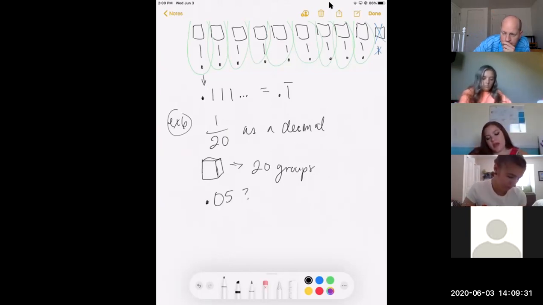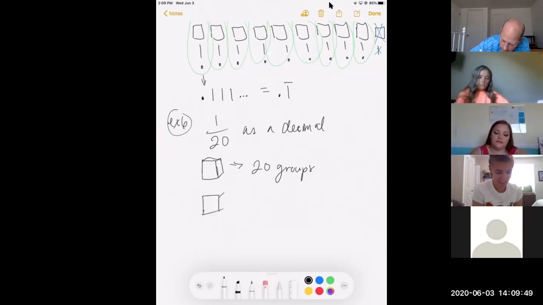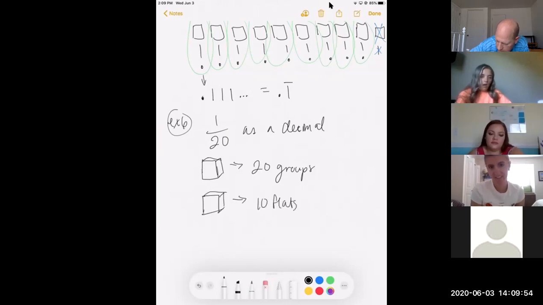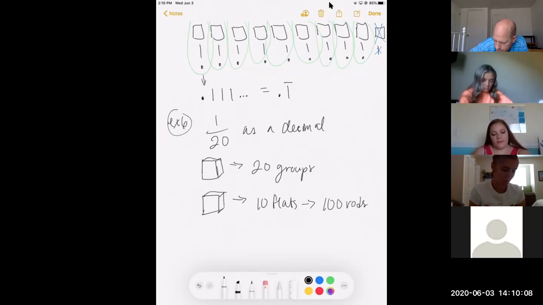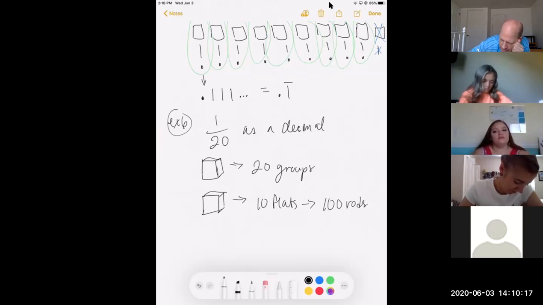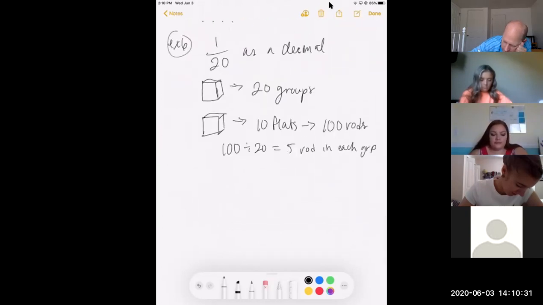Well, when you break up the cube into 10 flats, you can't, less than 20. Mm-hmm. And then you break the 10 flats into 100 rods. Right. And then it goes in each group. We took our big cube, divided that into 10 flats. That's still not enough units for one group. You can't fill up anything in the groups. We take our 10 flats, divide up into 100 rods. Now, 100 rods is more than 20, so you can take the 100 rods and put them into groups. And when you do that, we're taking 100 and dividing it by 20 to put it into 20 groups, and we have 5 rods in each group. So that means that 1/20 is equal to 0.05 because each rod is 1/100.